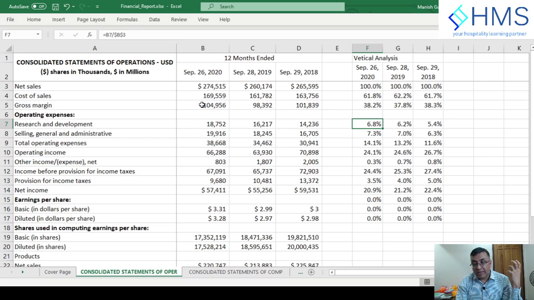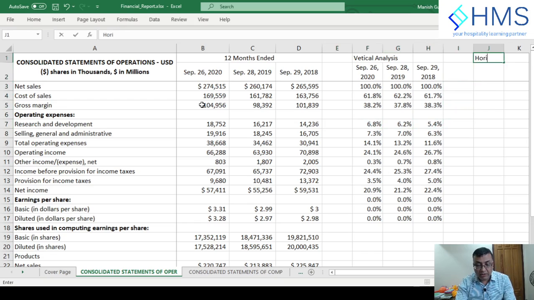Then you have research and development expenses, which are 5.4%, 6.2%, 6.8%. This is increasing as a ratio. You can see that in absolute terms it is already increasing, but it is increasing as a percentage of sales as well. And there is definitely growth year over year, which we can see by conducting the horizontal analysis.